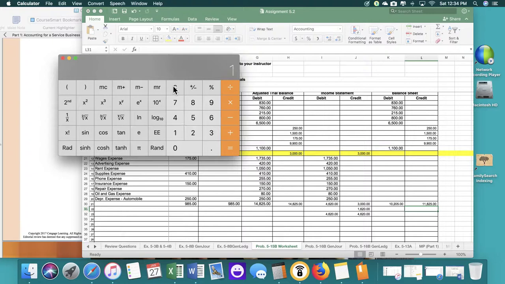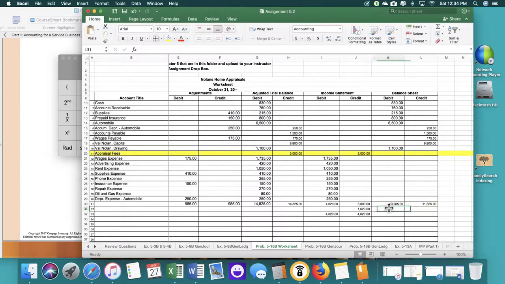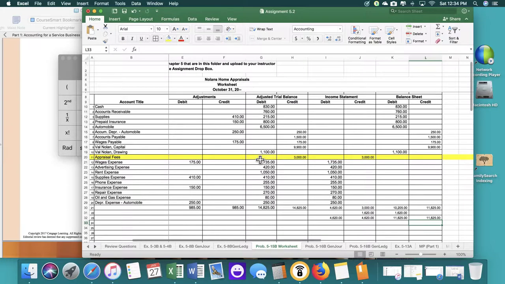So we're going to take 11,825 minus the 10,205. So that does give us the same amount. So again, since it's a net loss, it's going to go into the debit column on the balance sheet. And then we're just going to total the sums again, just to make sure. And then bring down the $11,825. And that is really all there is to this problem.